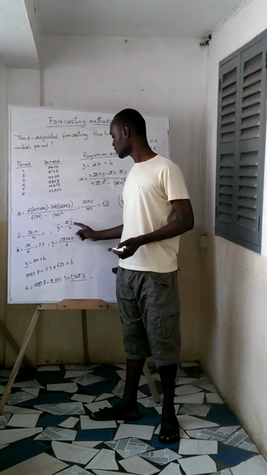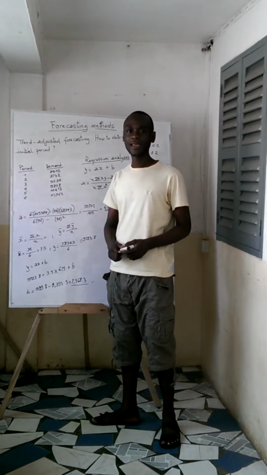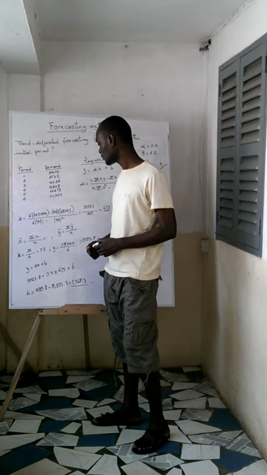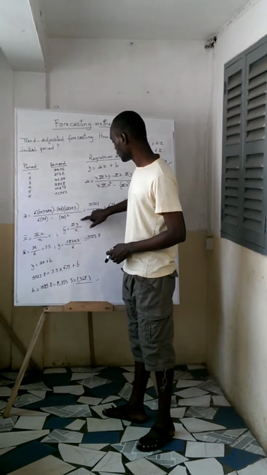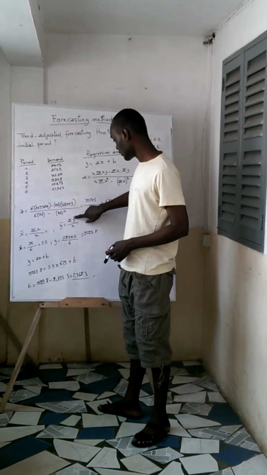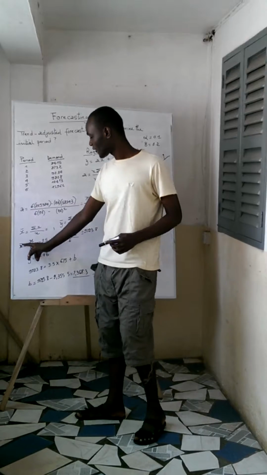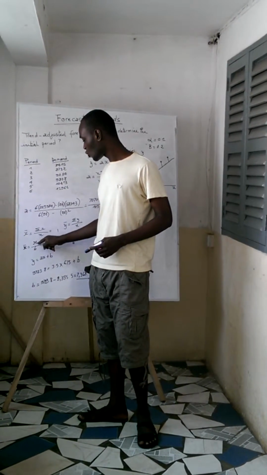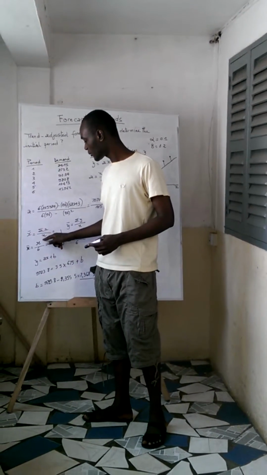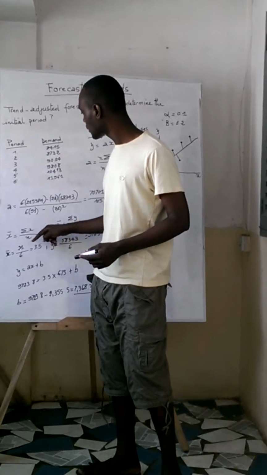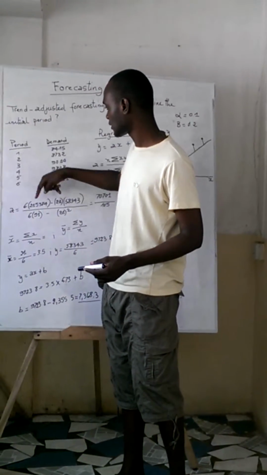And Y bar is the sum of Y divided by N. Okay. Alright. So we have the sum of Y, not Y bar, but Y. Alright. So we have X bar is equal to 21. Where is this 21 coming from? 21 is nothing but the sum of the X.